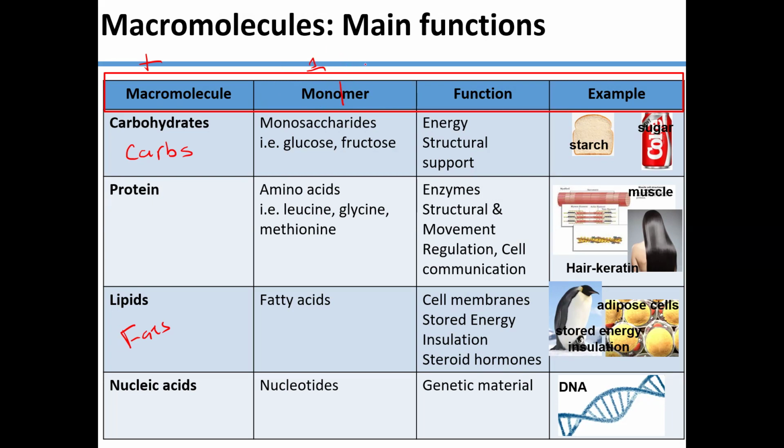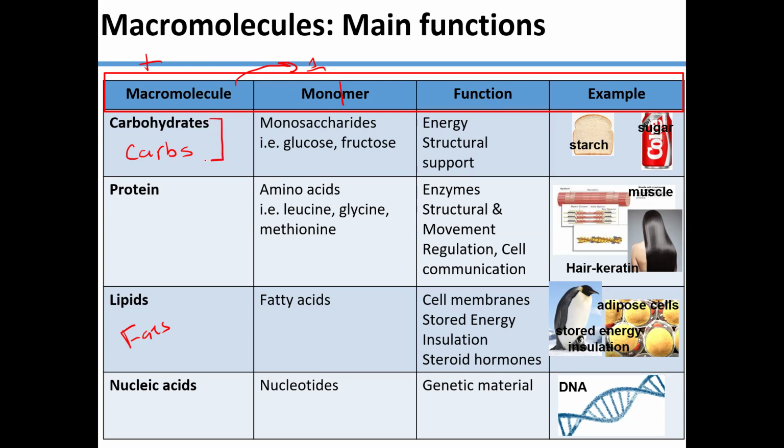These are going to be our smallest denominators, meaning that these are going to be our most small and basic forms of our macromolecules. Okay, so mono, one, smallest denominator when it comes to our macromolecules. Function, just like the name suggests, is what's the point of it? What is it going to do in our body? And then some examples. So let's go ahead and take a look at carbohydrates to start off with.